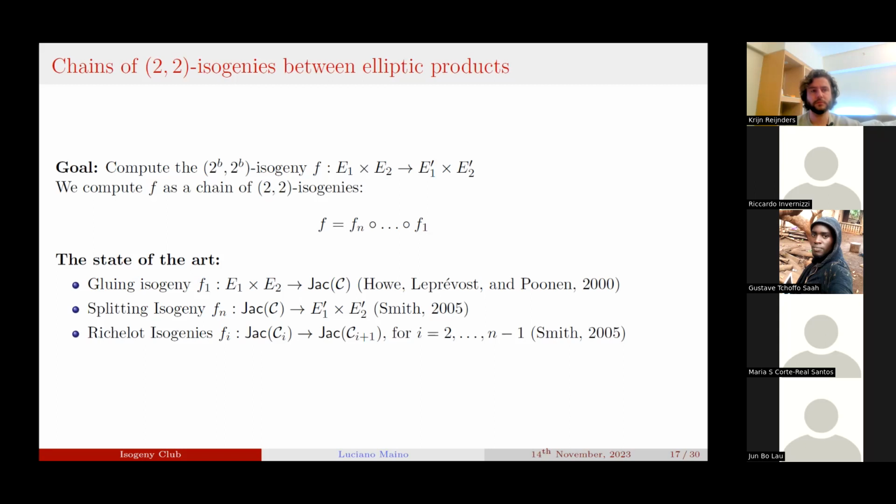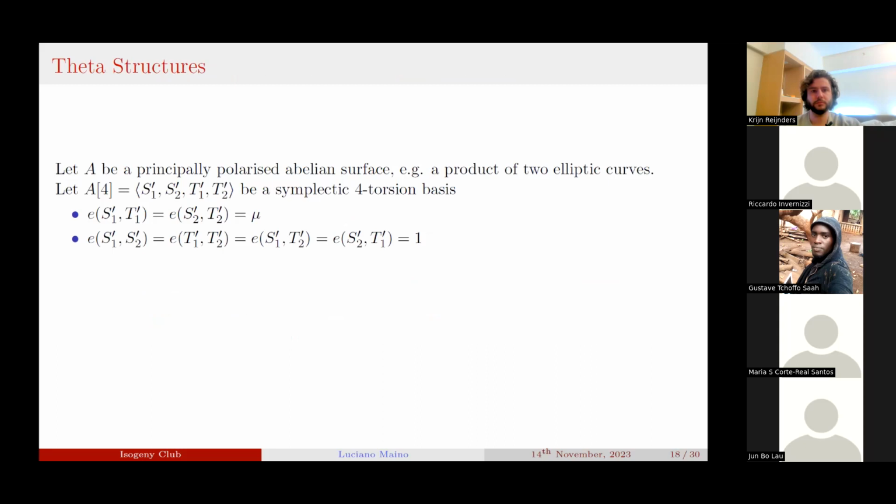For this reason, rather than explaining these formulae and looking at how to speed them up, we decided to go for a different approach. This different approach is given by the theta model. Let me give you some rough insights about what a theta structure is and how we can work with it. Again, we start from A. Let A be a principally polarized abelian surface.